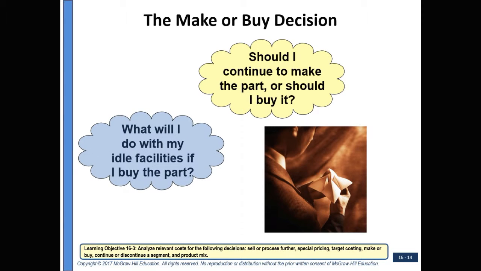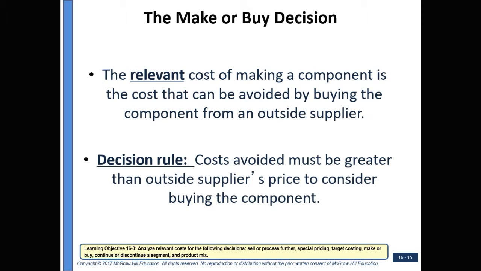Another decision that you would have to go through is a make or buy decision. Should I continue to make a part or should I outsource it and buy it? What will I do with my idle facilities if I buy that part? The relevant cost of making a component is the costs that can be avoided by buying the component from an outside supplier. A decision rule is that costs avoided must be greater than outside suppliers' prices to consider buying the component.